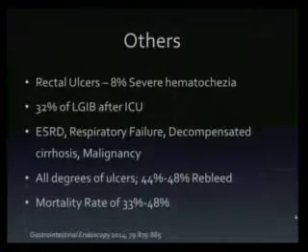So other reasons one might bleed are shown on this slide, which include rectal ulcers. About 8% will present with a severe hematochezia. Oftentimes this is associated with a lower GI bleed, and we recently had a rectal ulcer present in a patient with end-stage renal disease, respiratory failure. I don't think he had compensated cirrhosis, and there was some risk of malignancy in this patient.